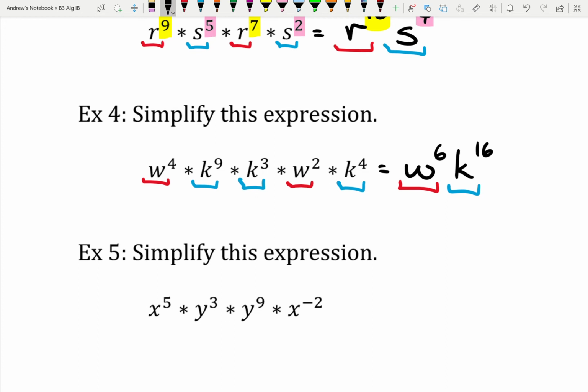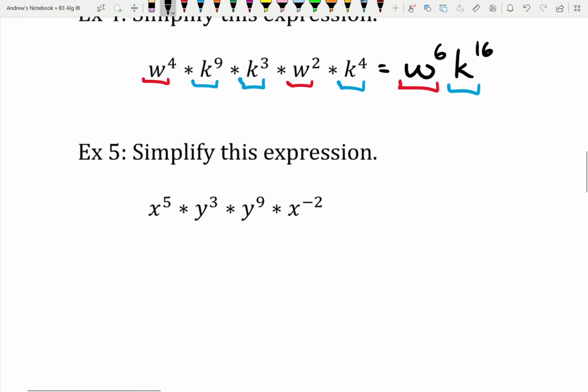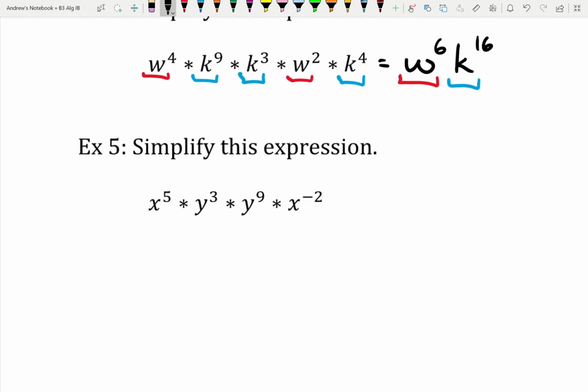You don't need to put the little brackets under them or anything like I'm doing. Let's try number 5 without doing those. What you can do when you're writing out your answer is just take care of one variable at a time. So I'm just going to focus on the x's for this one. I had 5, and then I multiplied by a -2. So when I'm smushing those together, it's like 5 minus 2. 5 minus 2 tells me that I have 3 x's left, all multiplying. As for the y's, kind of the same idea. I had 3, and then I multiplied by another 9 y's, so altogether I have 12 of those.